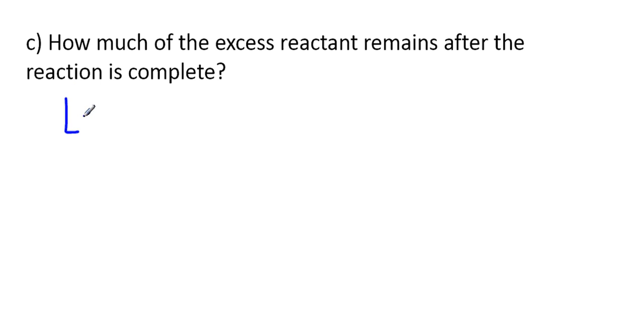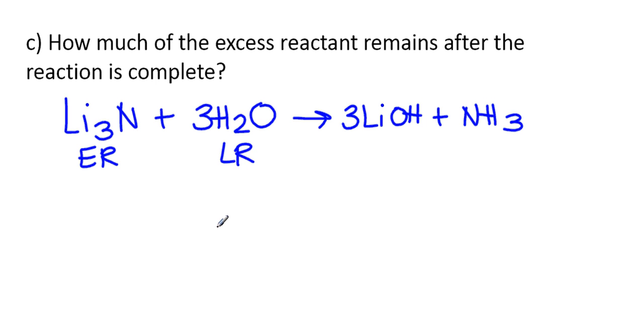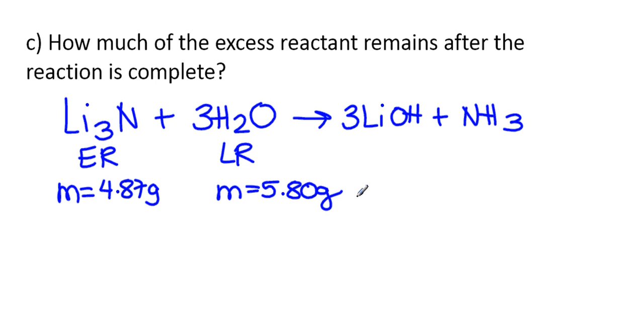So for reference, let's rewrite our equation. And we remember we figured out this is our excess reactant, lithium nitride, and this is our limiting reactant. And for reference, let's put our given masses in. This is what was given to us at the beginning of the question. Okay, so basically what we're trying to find out now is a calculation to see how much is left.